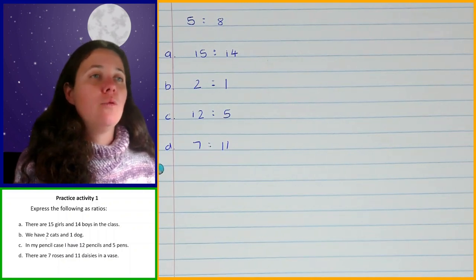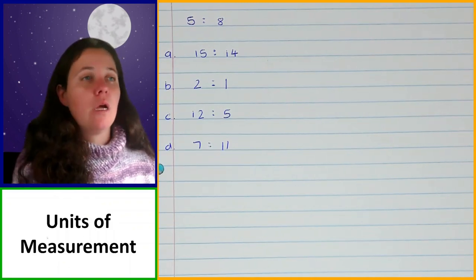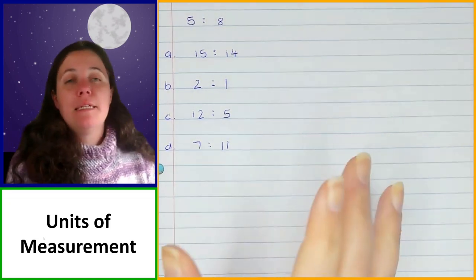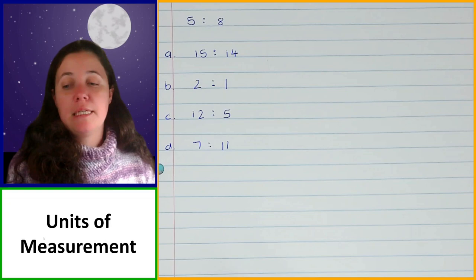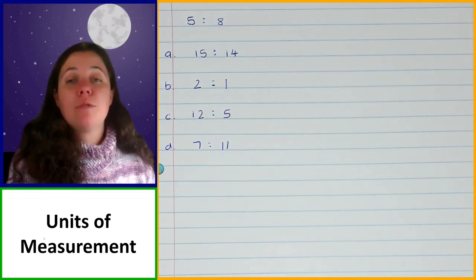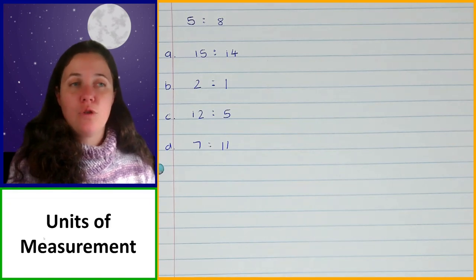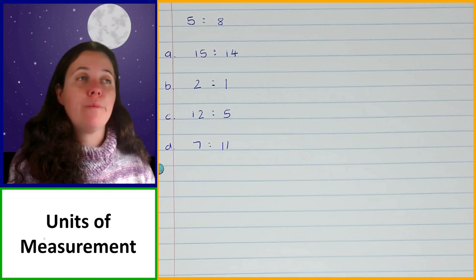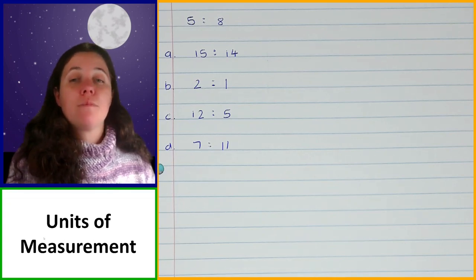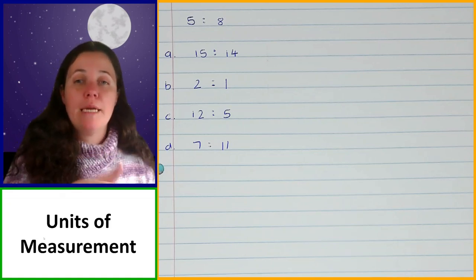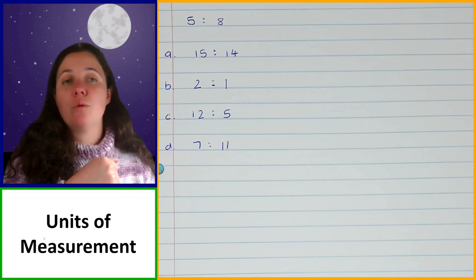Okay, now we are going to go on to the units of measurement that are used in ratios. Now, we've already said that you have to have the same kind of quantity when you are working with ratios, but sometimes you can have the same kind of quantity and have different units of measurement. So you might have meters and kilometers, or you might have grams and kilograms or something like that. They're still the same kind of measurement. It's still either distance or weight, or you could have minutes and seconds and hours for time.